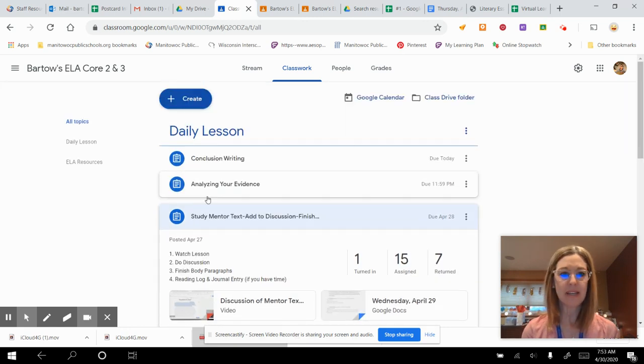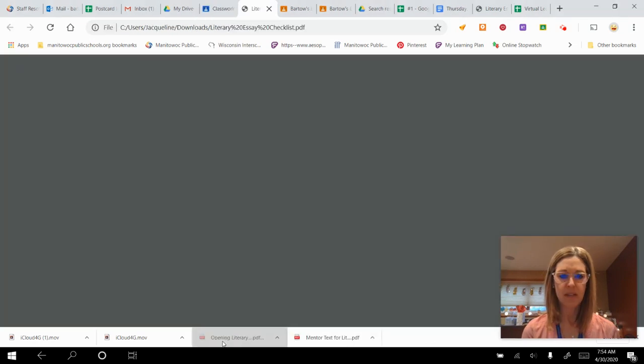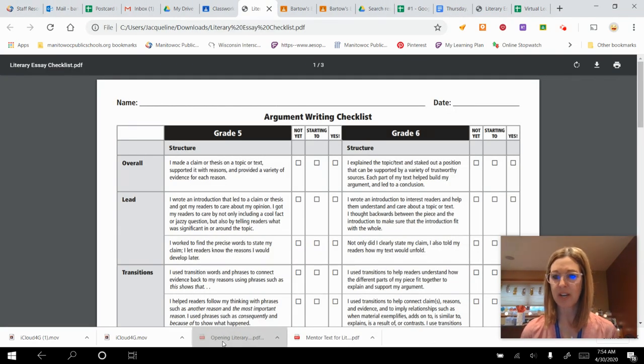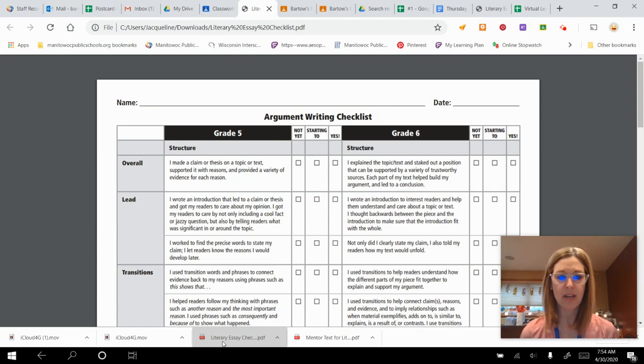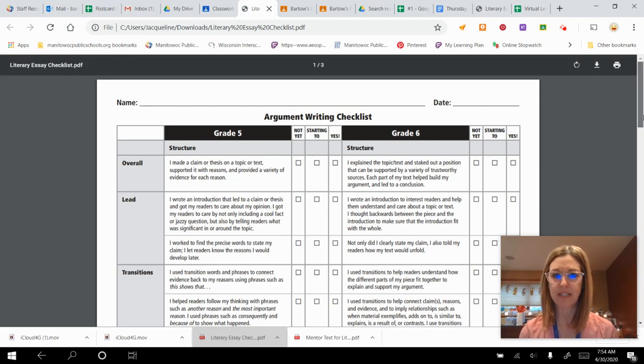But anyway, today we are going to take a look at the checklist. I need to hide this. So I will attach this in my lesson for today. Whether you look at grade 5 or grade 6, it really doesn't matter. Those of you getting ready for 7th grade, you want to be looking at that 6th grade side.